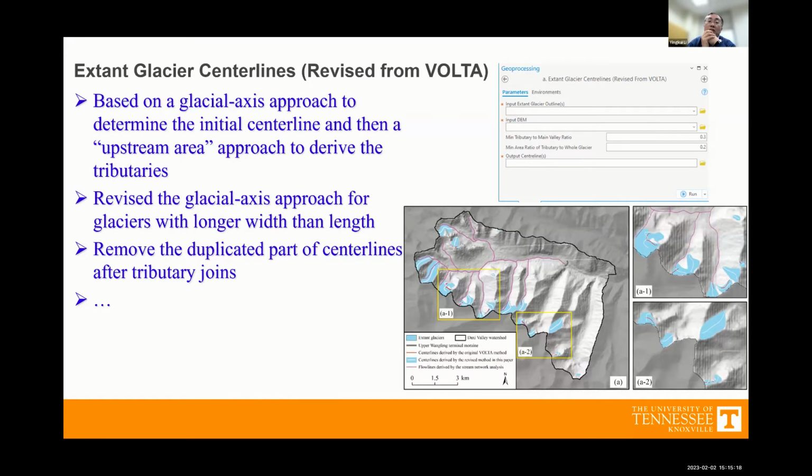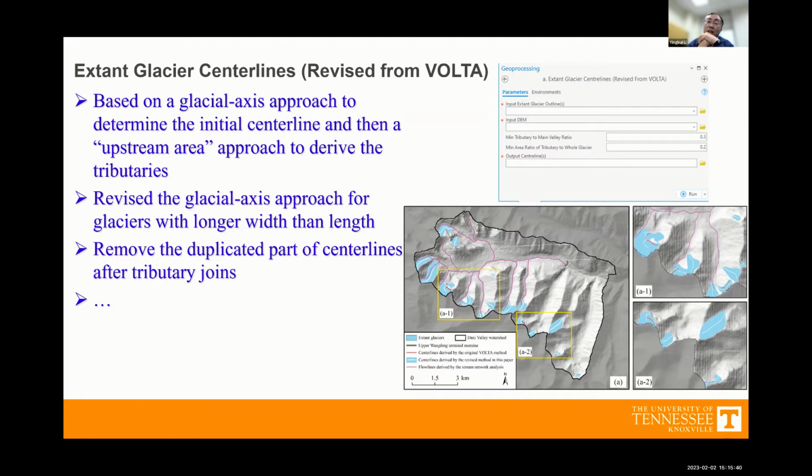But this method has some limitations. Some small glaciers are much wider than they are long. In this case, if the glacier is much wider, the center line will go from one end to the other. It kind of crosses the flow line. It's not the real flow line. So basically, I revised the code.